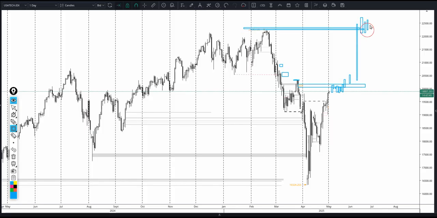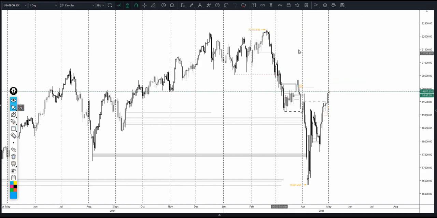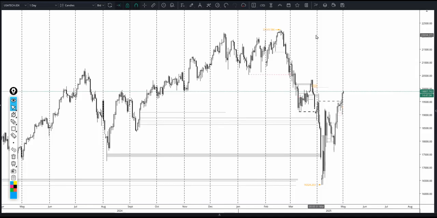And if that move fails to hold and starts trading back lower, then you're going to see a very aggressive move here. But yeah, I'm getting a lot out of the current picture. So yeah, that's pretty much it.